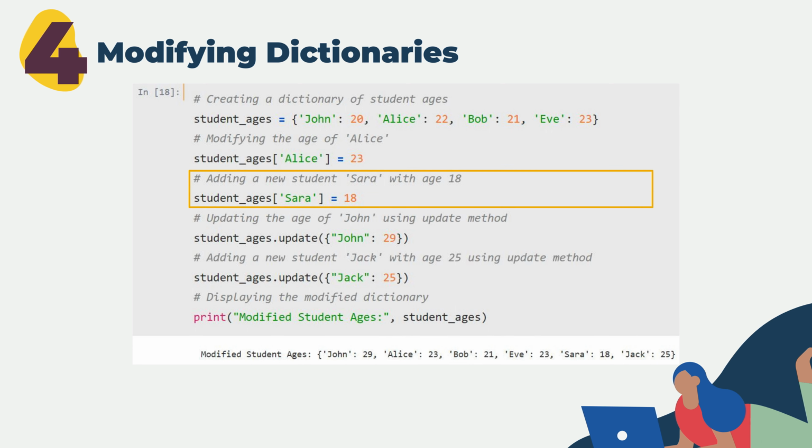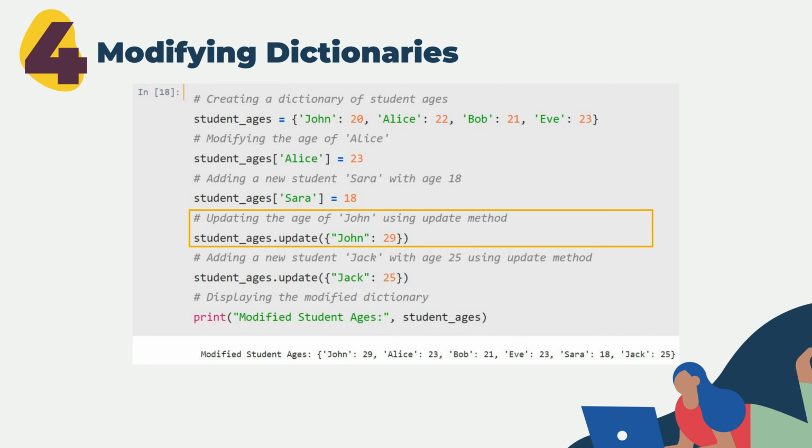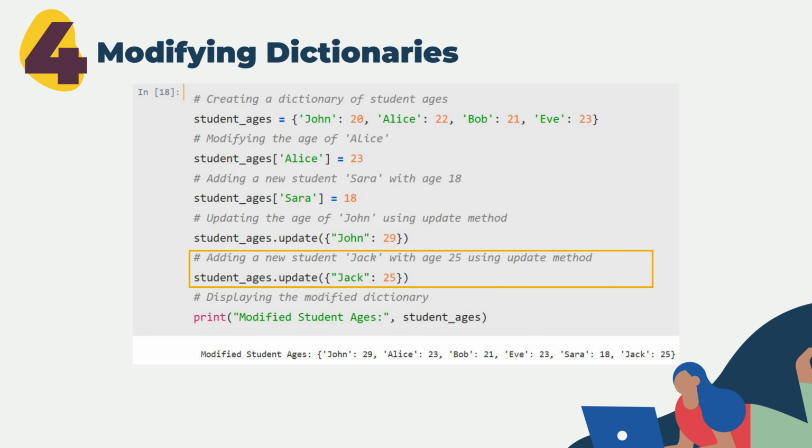Next, we demonstrate adding a new student to our dictionary. In this case, we added Sarah with an age of 18 to the dictionary. Moving on, we use the update method to change the age of John. This method is particularly useful for updating existing entries. Here, we set John's age to 29. Continuing with the update method, we add another new student, Jack, to our dictionary. This showcases how the method can be employed to both update existing keys and add new ones efficiently.